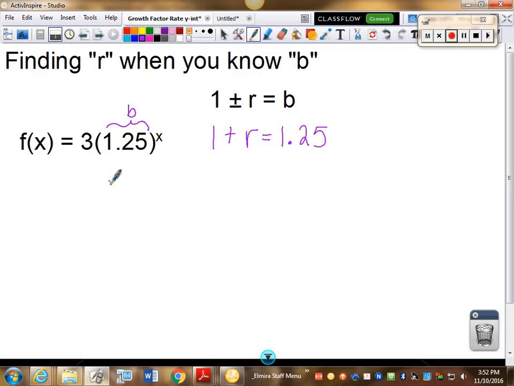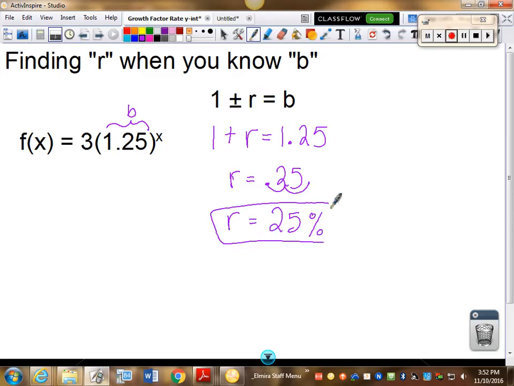How do I know it's growth? Because B is greater than 1. So 1 plus R equals 1.25. So 1 plus what would give me 1.25? R would equal 0.25. Then we convert that to a percent, moving the decimal over 2 times. So that would be a 25% growth.